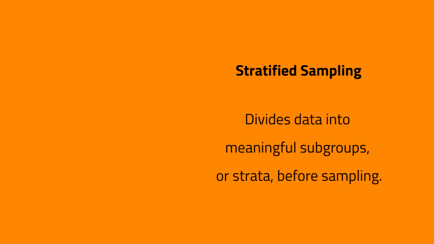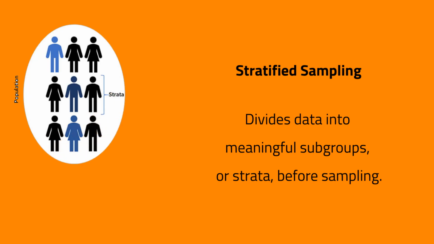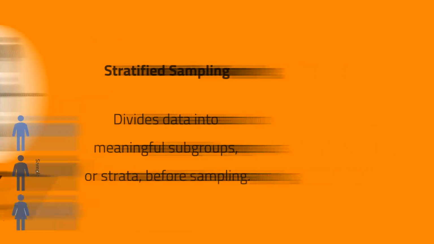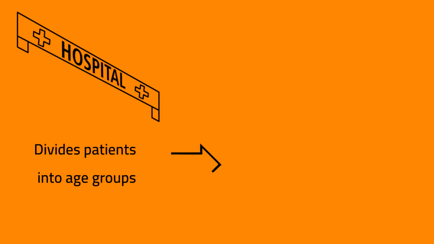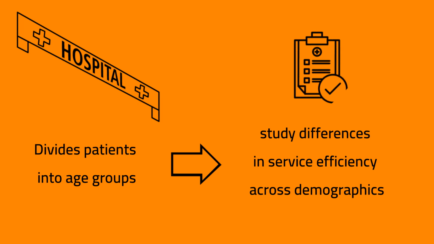Stratified sampling involves dividing data into meaningful subgroups, or strata, before sampling. This method allows for targeted analysis of specific groups within the overall population, improving the accuracy and relevance of findings. For instance, a hospital might use stratified sampling to divide patient wait times by age groups, enabling them to study differences in service efficiency across demographics. This approach helps the hospital identify if certain age groups are experiencing longer wait times, allowing for tailored improvements.